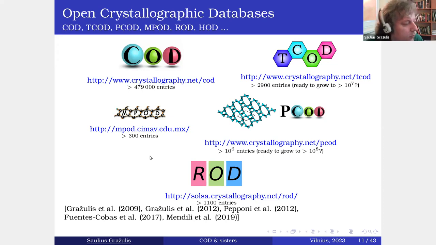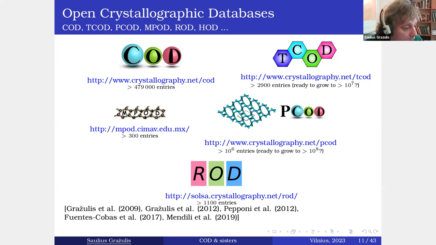Now, an interesting database, if you look after experimental properties of crystals, not only their structures, is the MPOD, Material Properties Open Database. It is currently maintained in Mexico by a scientist team there. It contains not so many records, but these records were actually manually collected from the literature, and they have correspondences to the structures in the Crystallography Open Database. So if you are after comparing crystal structures with properties and working out structure-property relations, then you might want to look into this database as well.